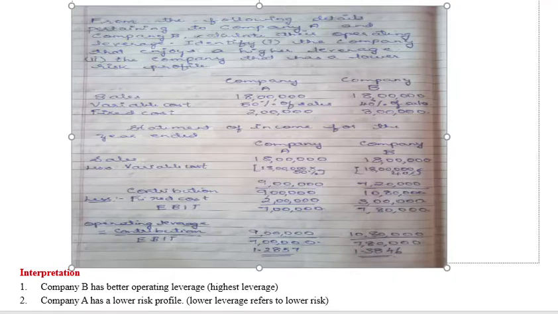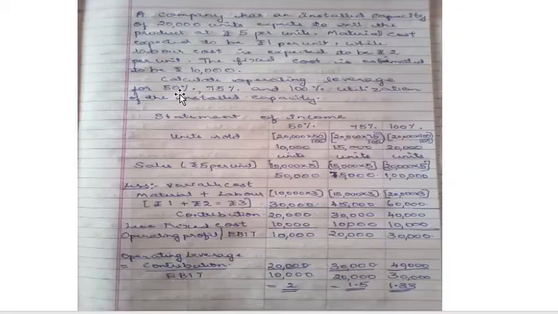If the information is given in the problem, we have to prepare the statement and then calculate the operating leverage. Operating leverage is 1.2857 for company A, and 1.3846 for company B. Okay, so this is how we have to prepare and compute the operating leverage. Let us see one more problem under operating leverage, that is the next problem.